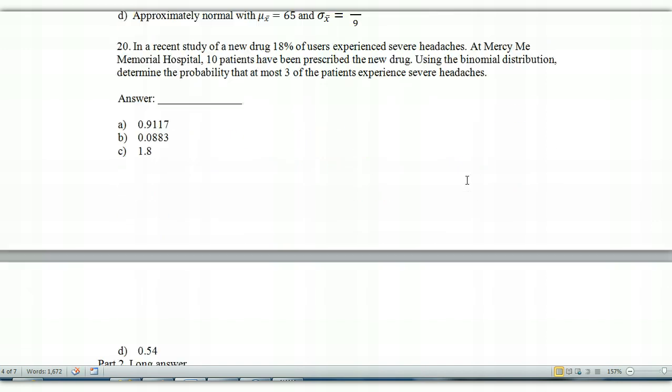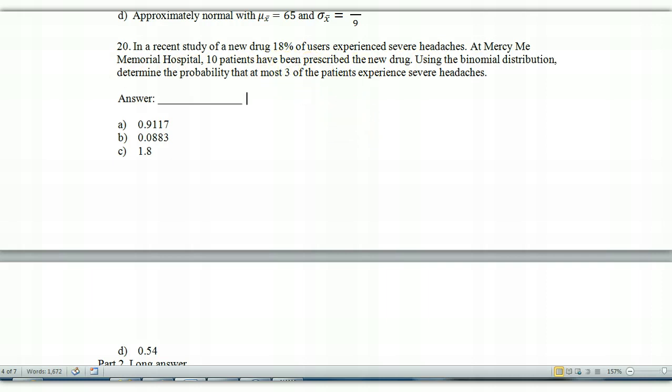Alright, and then 20, the last one in the multiple choice. In a recent study of a new drug, 18% of users experience severe headaches. At Mercy Me Memorial, 10 patients have been prescribed the new drug. Describe using the binomial distribution, determine the probability at most 3 will experience headaches.